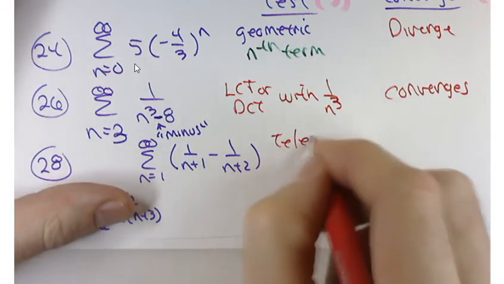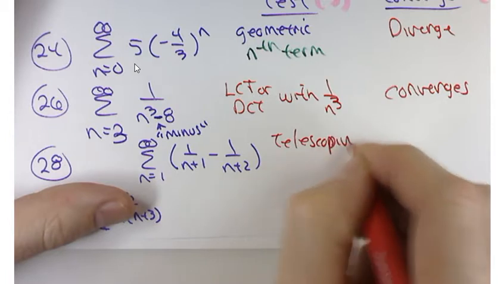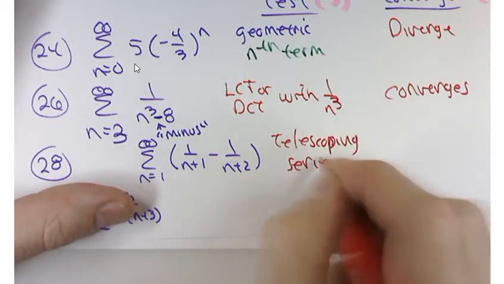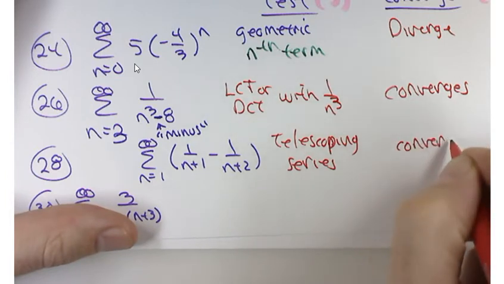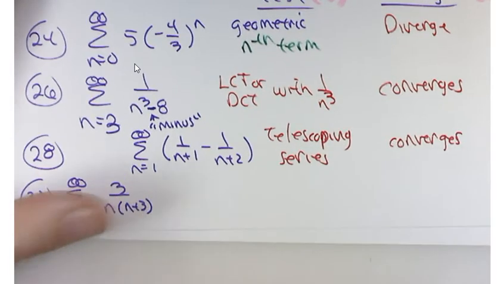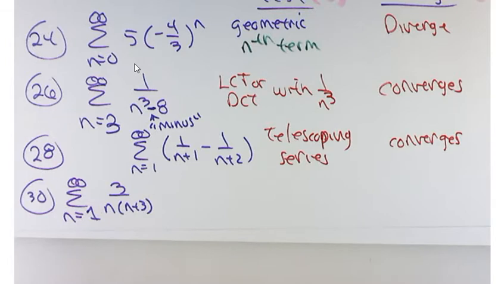Telescoping series. Good. Telescoping series: converge or diverge? Yeah, all right. Converges. That one's going to converge.